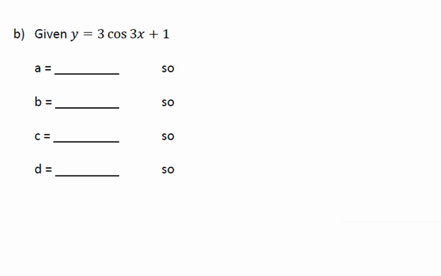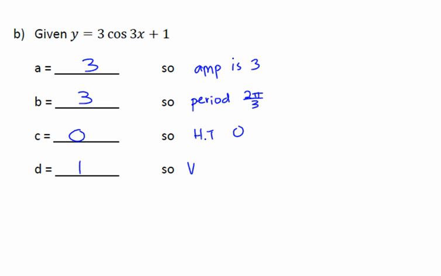Okay, so here, what's my A value? 3. B is 3, C is 0. It has to be in brackets, so that 1 is actually your D value of 1. So amp is 3. B would mean period is what? 2 pi over 3. Horizontal translation, 0. And then vertical translation, 1 up. Good. 1 up.